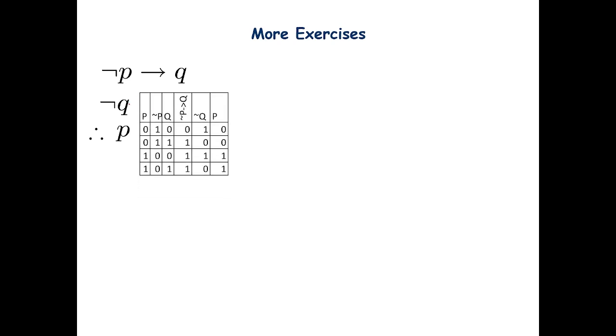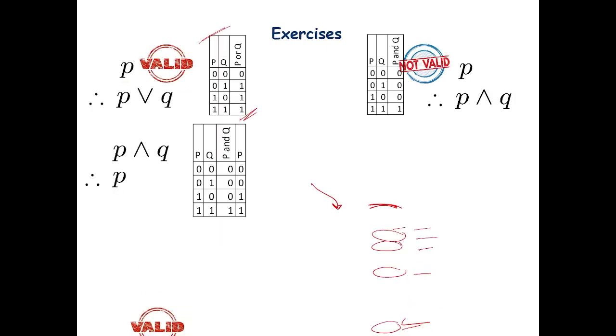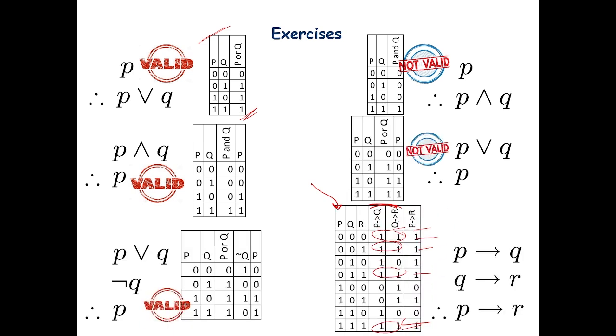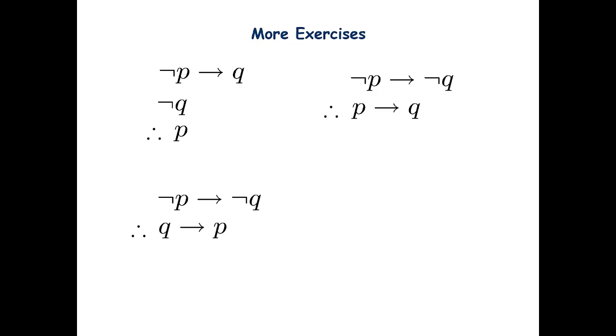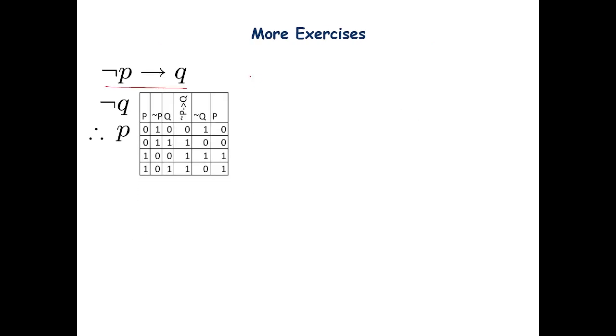Okay, P implies Q. So not P implies not Q. Okay, this. Not Q. So where are these true? True here. So this is valid, obviously valid.